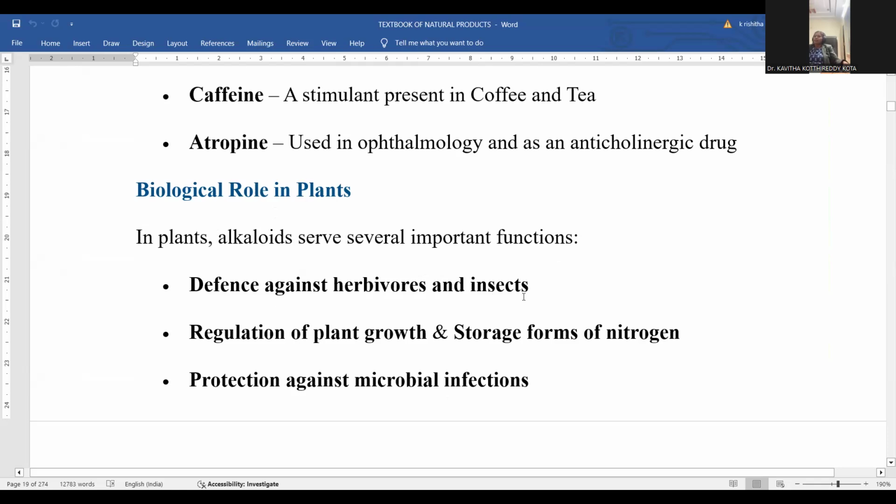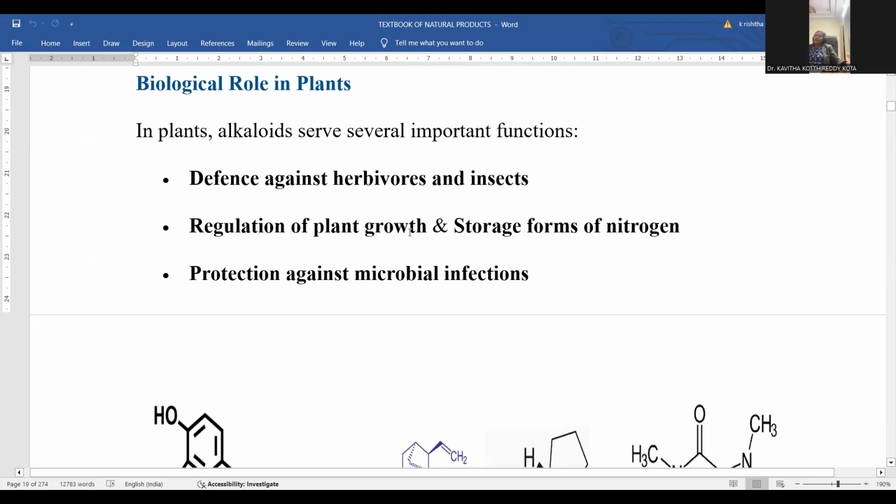Defense against herbivores and insects, just to go through. Bitter taste is induced by these alkaloids so that herbivores do not destroy these plant materials, and even insects may not come near these plants because of the bitterness, right? Regulation of the plant growth and storage form of nitrogen.